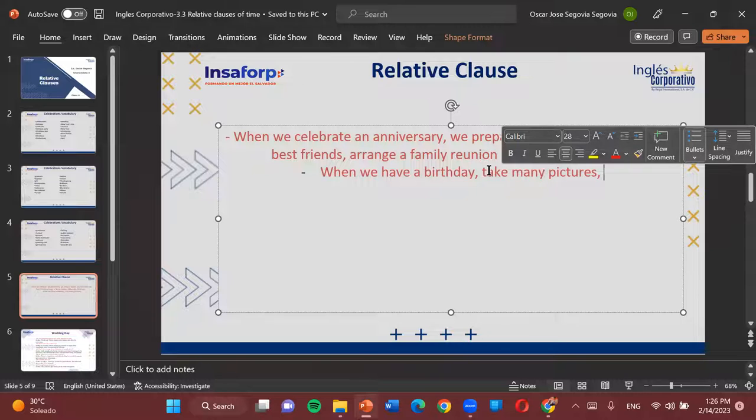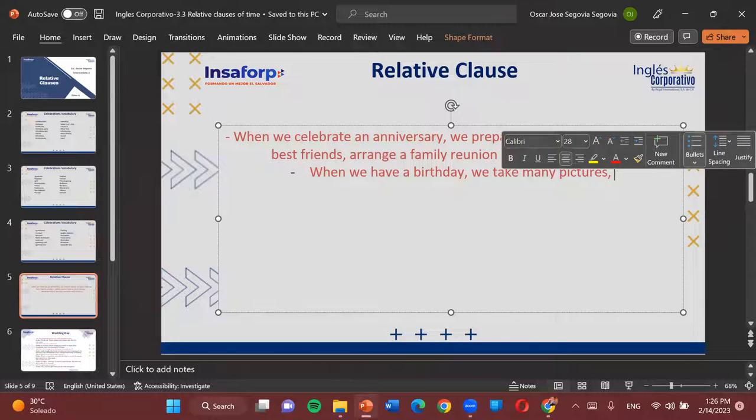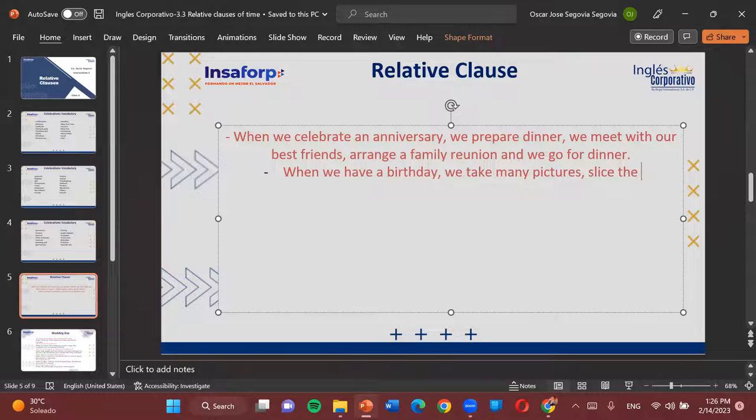How do you say partir? El pastel. Slice the cake. Slice the cake. Mm-hmm. Slice the cake. Very good. What else do you guys do when you have a birthday party? Or a birthday on its own?